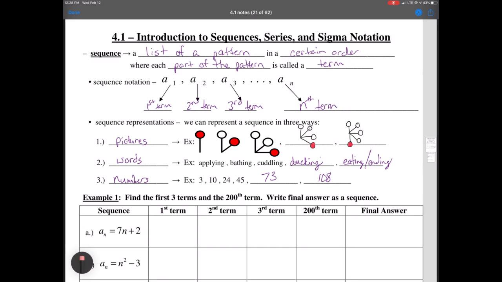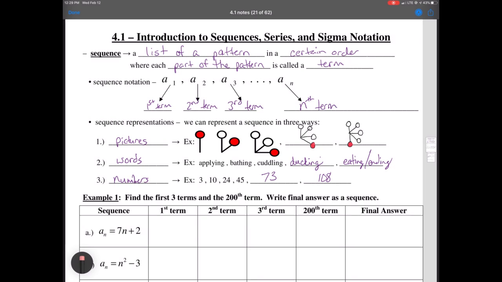So we see that a sequence is a list of a pattern in a certain order, where each part of the pattern is called a term. So for sequence notation, we use subscripts to denote which term it is in the sequence. So we have a sub 1, a sub 2, a sub 3, all the way up to a sub n, where a sub 1 is our first term, a sub 2 is our second term, a sub 3 is our third term, and a sub n represents the nth term.